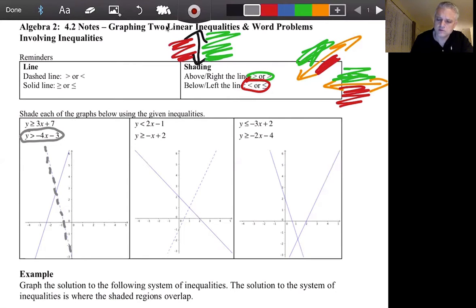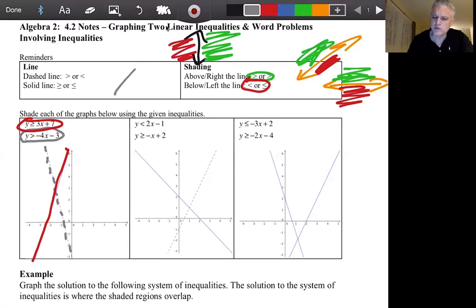For the greater than or equal to line, that's going to be solid. Let's make it a little bit nicer here, better. Because it's greater than or equal to. All right, so we're going to look at shading the solution to this system.